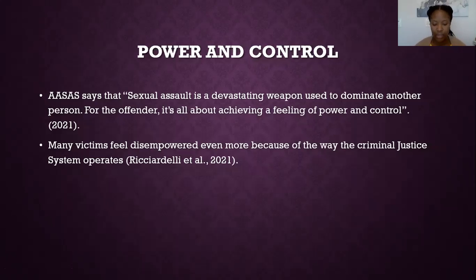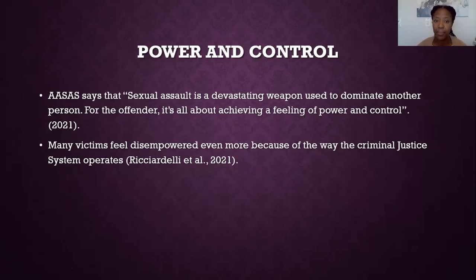All right, so now we'll move on to power and control. So the Association of Alberta Sexual Assault Services talks about power and control and how it plays a role in the act of a sexual assault, or in cases of sexual assault, rather. So sexual assault is a devastating weapon used to dominate the person that is being assaulted. And for the offender, it's all about achieving or feeling power and control.